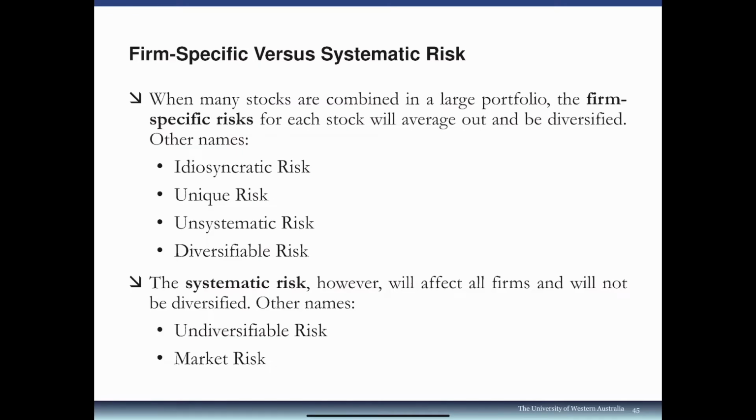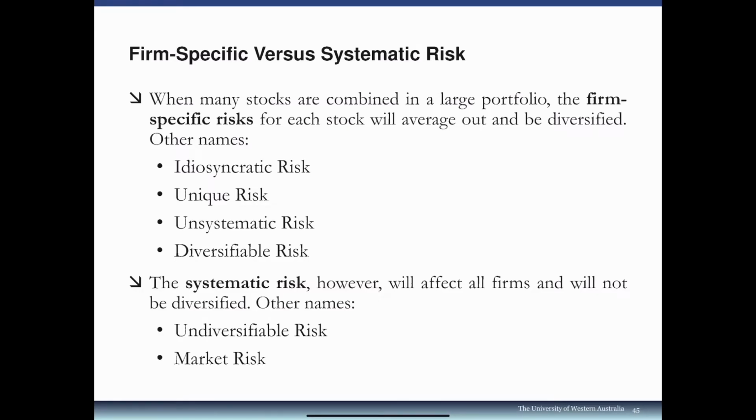In comparison, there's systematic risk that cannot be diversified out, and the other name attached to it is undiversifiable risk, which also makes sense because it's not diversifiable. But people also call it systematic risk, or common risk, or market risk. So my personal preference is to call the first one firm-specific risk and the second one systematic risk. So now we've introduced the concepts of firm-specific risk and systematic risk.